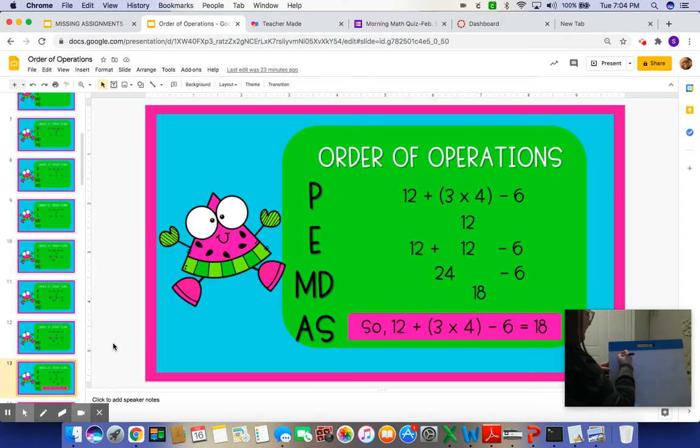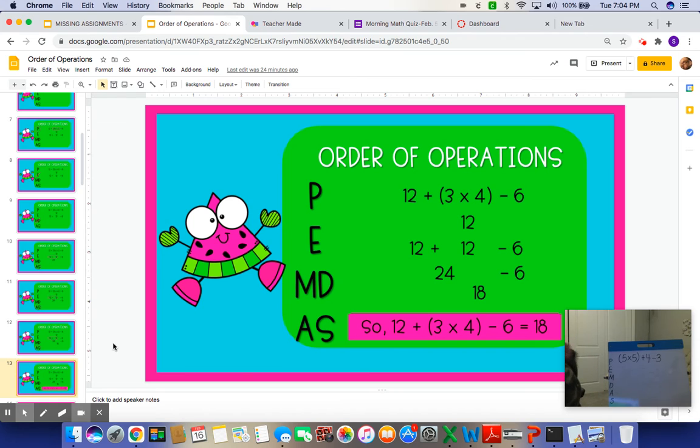So the next problem I'm going to do is 5 times 5, which is in parentheses, plus 4 minus 3. So hopefully you can see that. So remember, I'm going to write the letters up here. Please excuse my dear Aunt Sally. So P, parentheses, is the first thing we're going to do. So we're going to do 5 times 5.